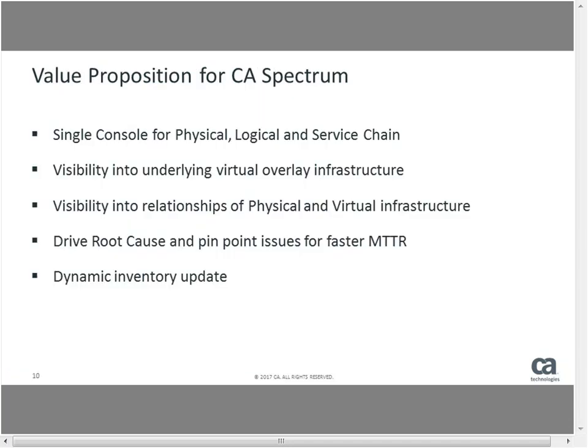So this is all the value of Spectrum: with the single console, the same Spectrum which you are using to monitor your traditional network can now be extended to monitor your logical networks, your virtual networks, your service chain, your L4, L7 services. It will give you visibility, show how they are connected to your physical infrastructure, and help you reduce your MTTR by pinpointing the root cause. And obviously the dynamic inventory update, I keep calling that out in all of my slides, and I'll tell you why as I soon move to my use cases and customer scenarios.